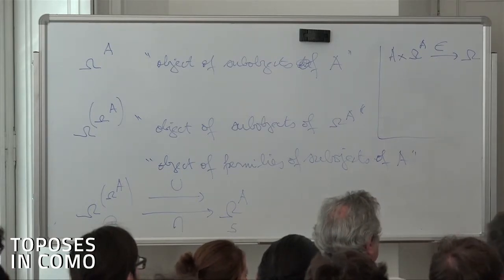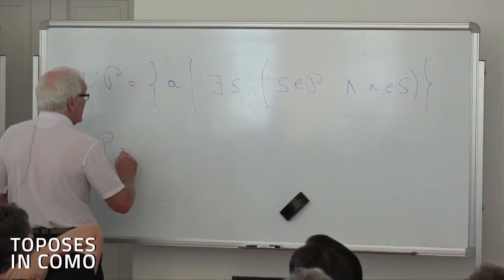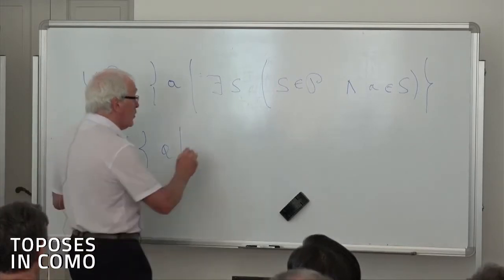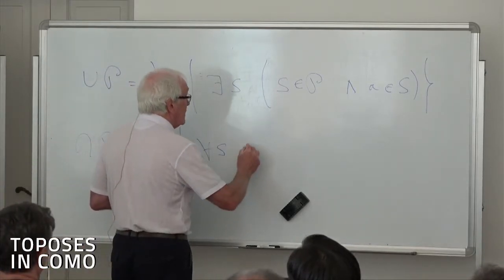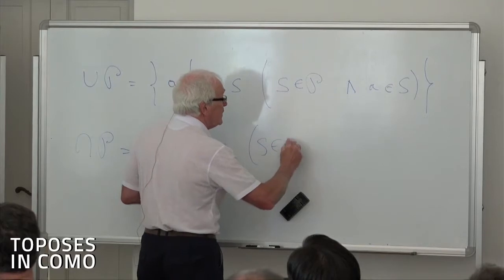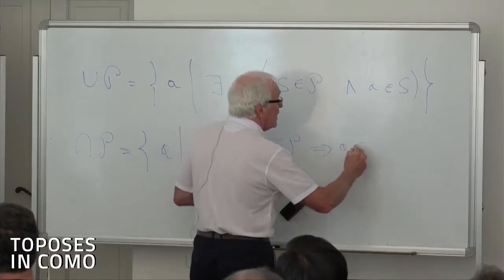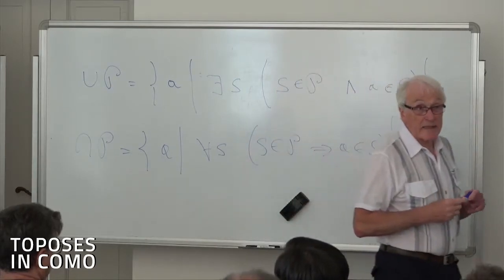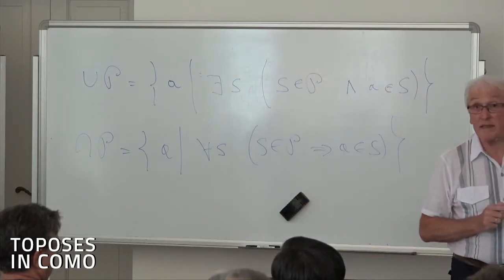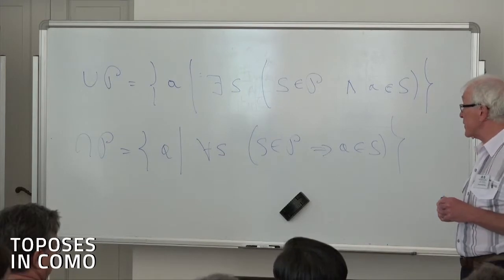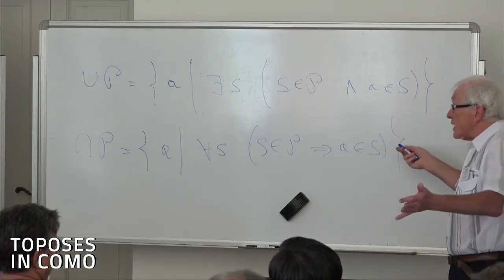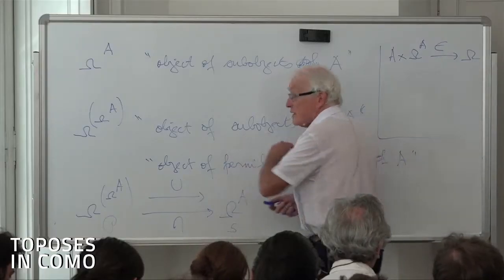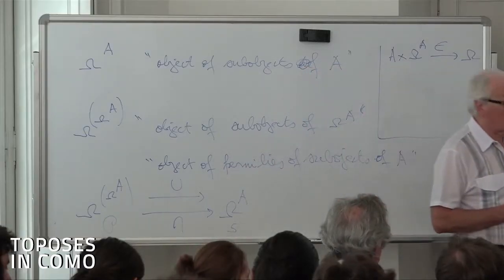And of course, the intersection will be defined in the same way: for all S, S in P implies A in S. I can write this down in the internal logic of the topos. And then, of course, I have defined in this way two morphisms like that.